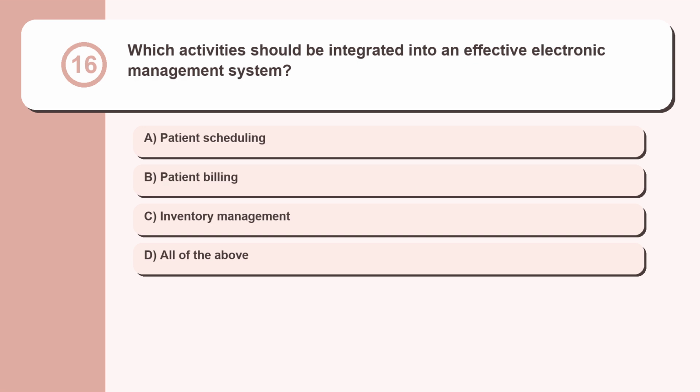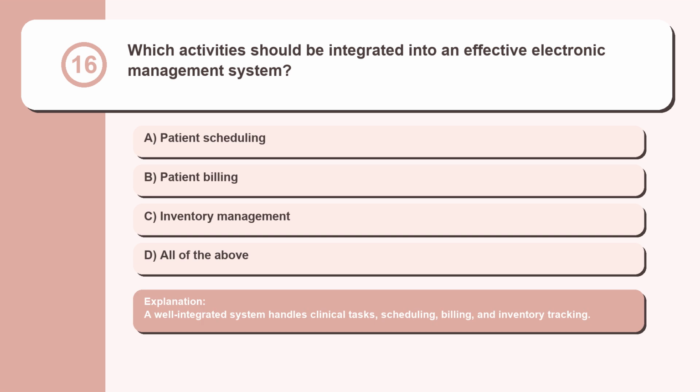Question 16. Which activities should be integrated into an effective electronic management system? Here are your options. Option A. Patient scheduling. Option B. Patient billing. Option C. Inventory management. Option D. All of the above. Explanation. A well-integrated system handles clinical tasks, scheduling, billing, and inventory tracking.